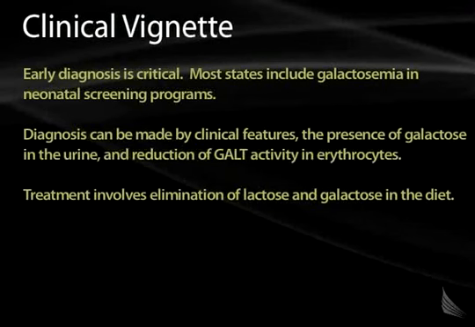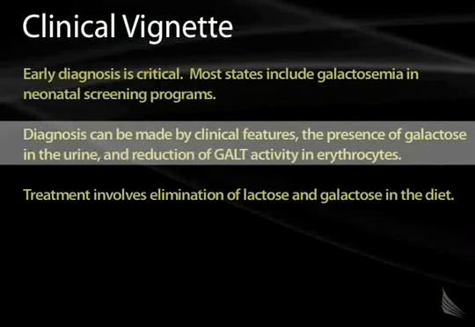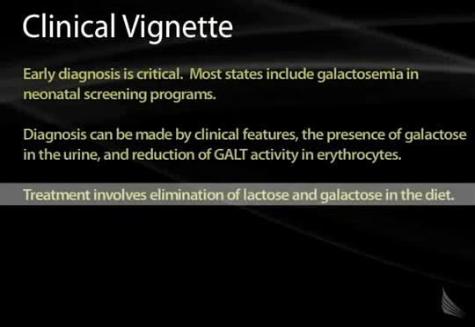Because the consequences of this disease are so severe, early diagnosis is critical. Almost all states in the United States include galactosemia in their neonatal screening programs. The diagnosis of this disease can be made by the clinical features, the presence of galactose in the urine, and then you have to do an enzyme assay to show that there's a reduction of GALT activity in erythrocytes, that is red blood cells.